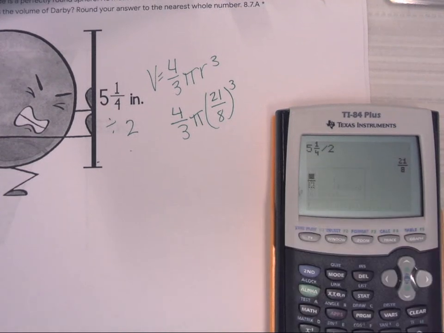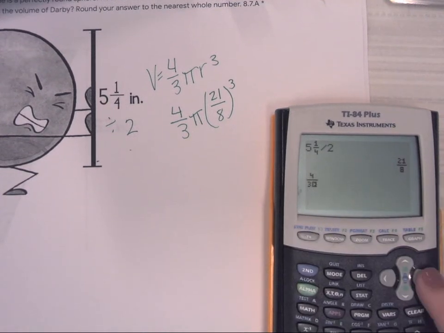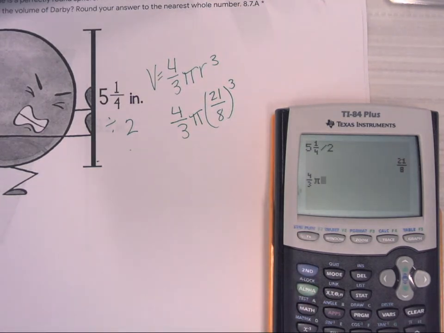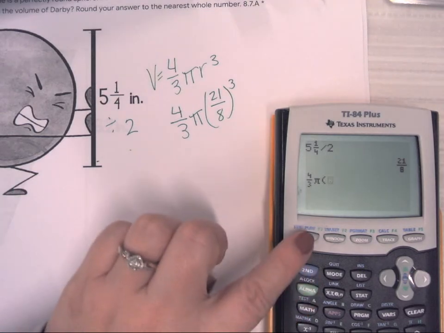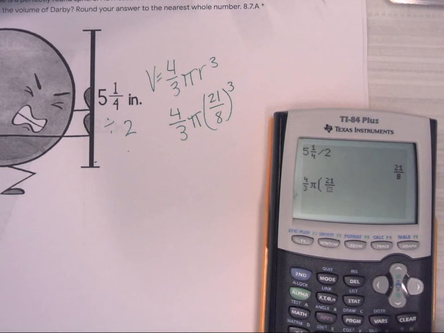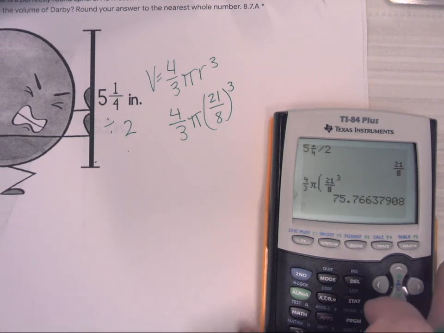Alpha y equals 4/3 second pi alpha y equals 21/8, and I want that cubed. 75, and we're going to round to the nearest whole number, which would be 76.